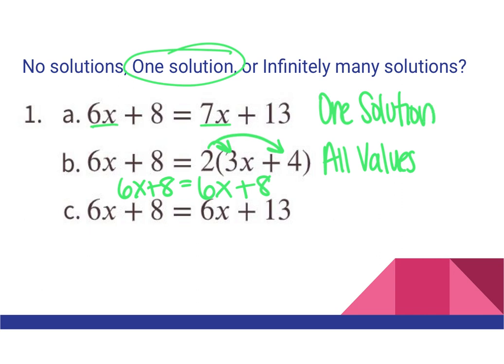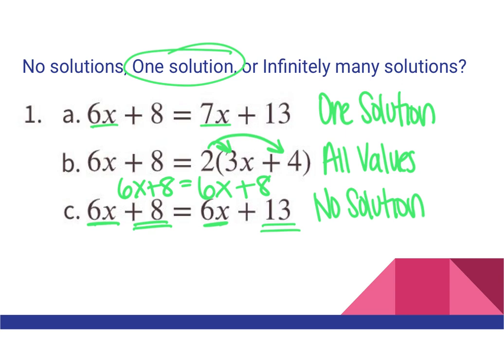So we know that's the one that we're going to have to solve. When we look at C, I want you to notice that we have the same number of x's on both sides, but we are adding a different number to both of those terms. Okay, so that 8 and the 13, they're called constant terms. Because we are adding different constant terms, this is no solution. This is a no solution situation.